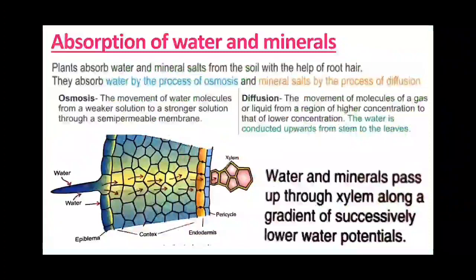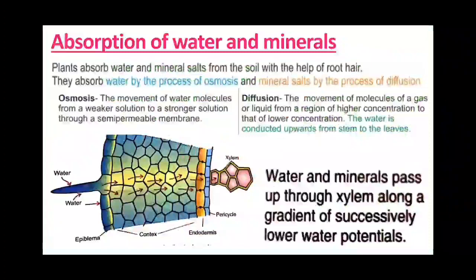Now, absorption of water and minerals. Plant absorbs water and mineral from the soil with the help of root hair. They absorb water by the process of osmosis, where osmosis is the transfer of solvent from the higher concentration to the lower concentration through a semi-permeable membrane. And diffusion is the movement of molecules of gases or liquid from a region of higher concentration to the region of lower concentration.